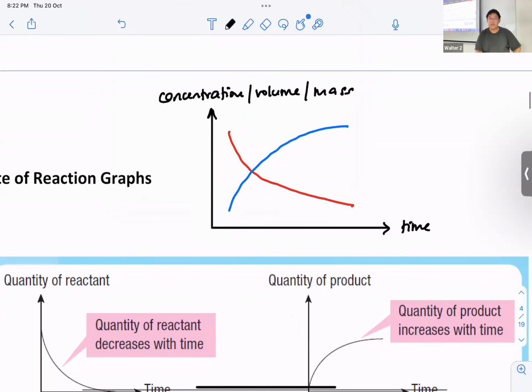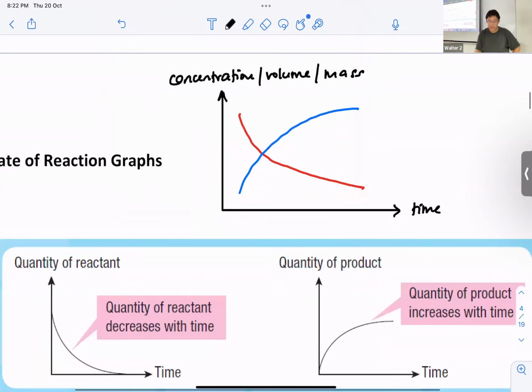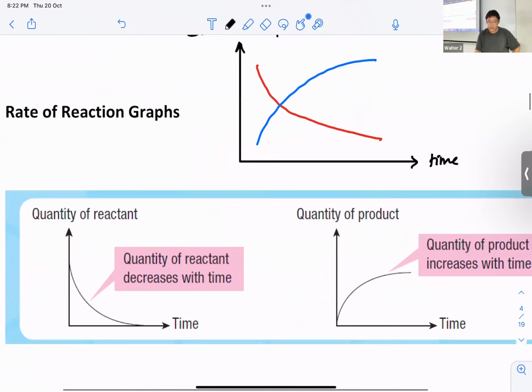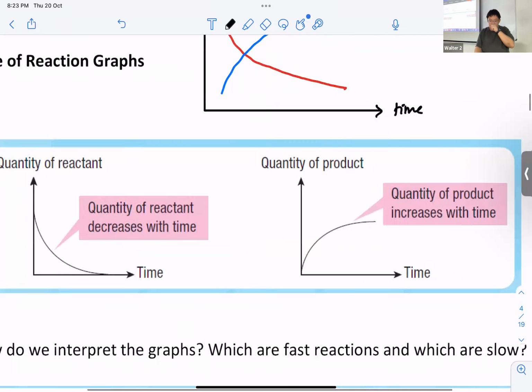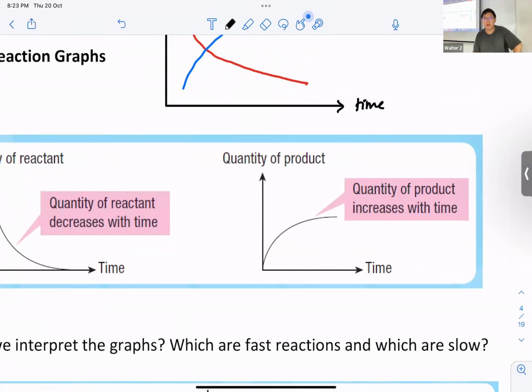So based on this, we can separate it out into two different graphs over here. What you can see is that the quantity of reactants will definitely reduce over time, right? Because more and more reactants are being used up, while the quantity of products will increase over time in this manner.